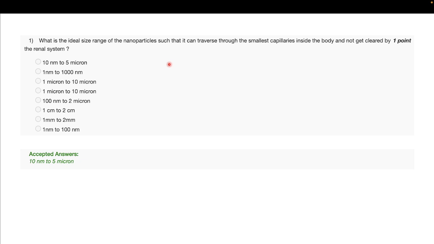Talking about the smallest capillaries inside the body, they are somewhere around 5 microns. If you have anything higher than 5 microns, there's a chance that you might clog the smallest capillaries in the body. The therapy will fail in that case if you block the capillary. So the ideal range of nanoparticles should be between 10 nanometers and 5 microns. Is this clear?